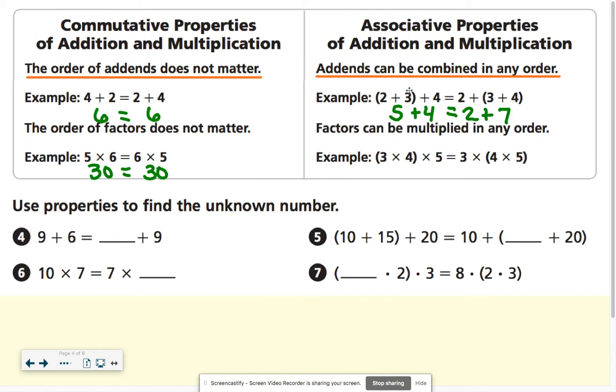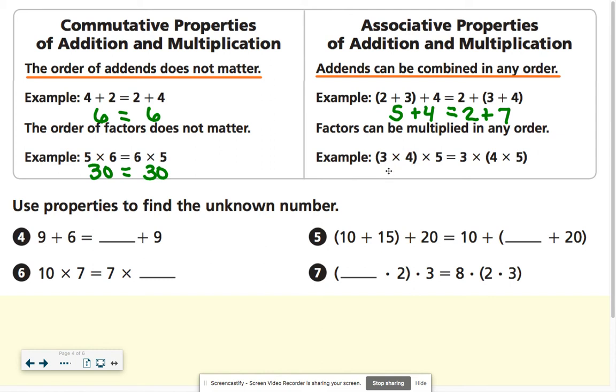Notice they use parentheses. Associative property a lot of times is going to be using the parentheses. They do not change the order of where you see the numbers. We started with a 2, then a 3, then a 4. The other side, same thing, a 2, a 3, a 4. All we did was move where the parentheses are. Same thing for multiplication. We can solve them no matter what order.